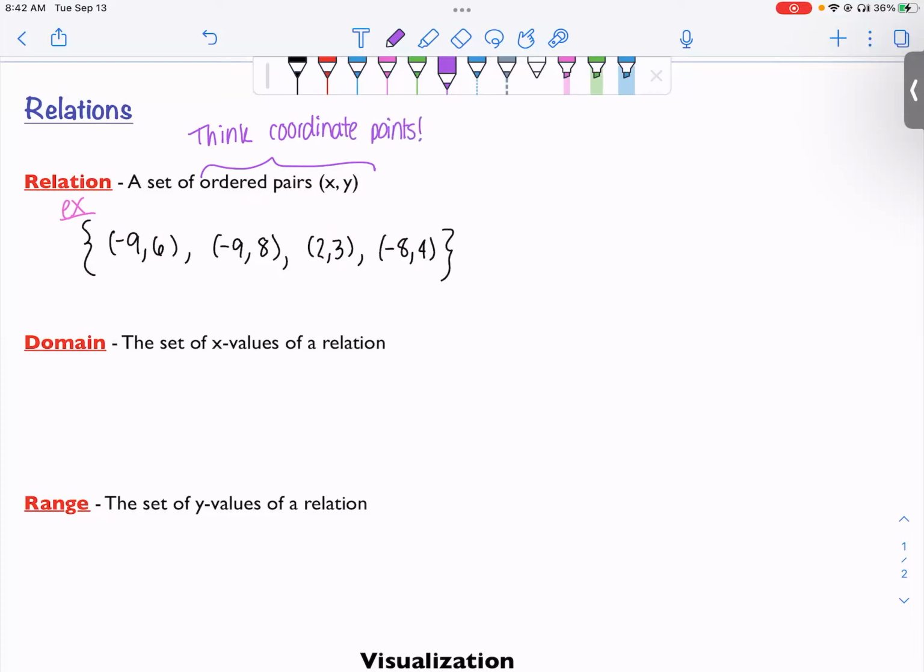As a note, a graph is a relation. So a graph on the xy plane is a relation, and it has infinitely many points. With a graph, we can't write out a set like this because there are infinitely many points in it, but a graph itself is a relation.